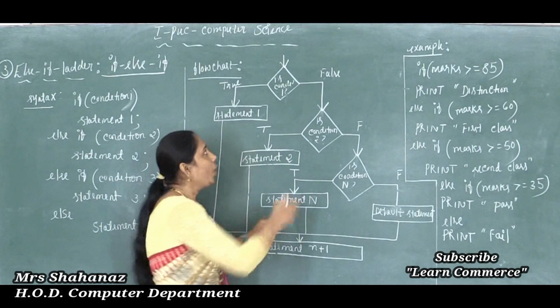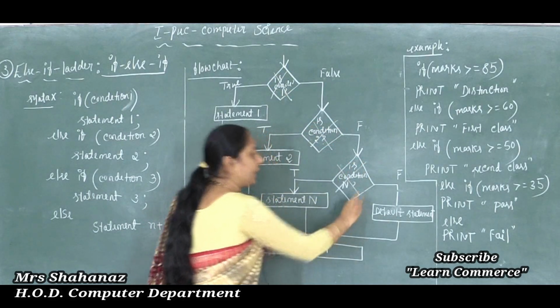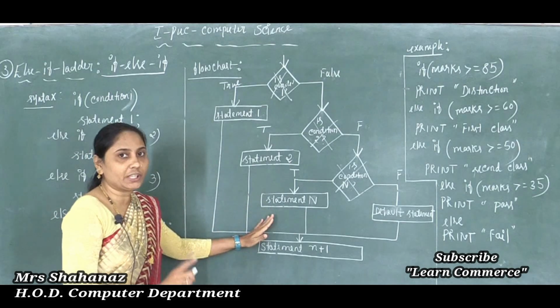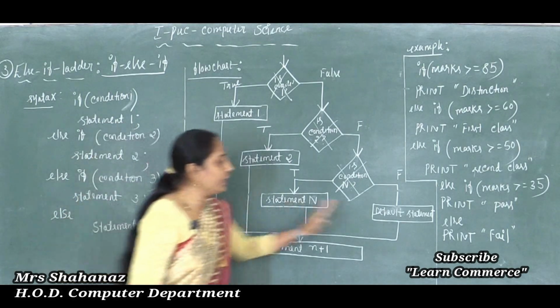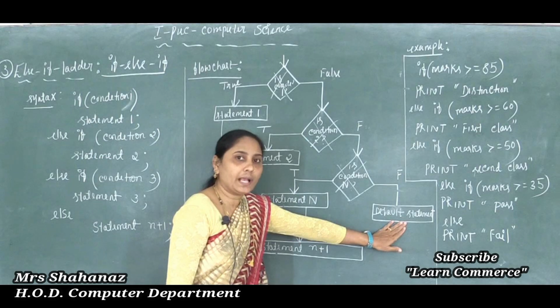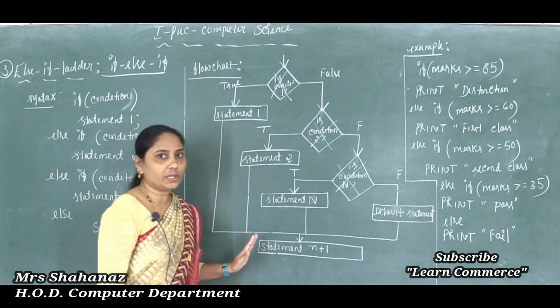Clear this point here? Or maybe if condition 1, condition 2, condition 3, none of the conditions are true here, no one condition is true, then the else statement is going to execute. That means the else part is going to execute, and this is called statement n plus 1. So clear this point here.